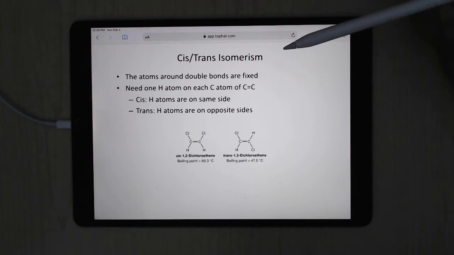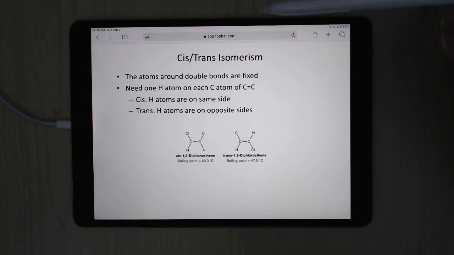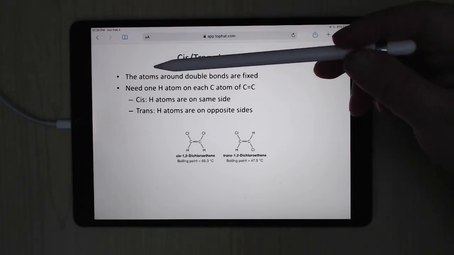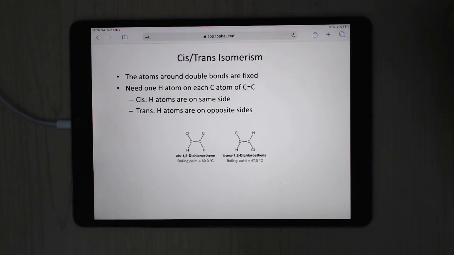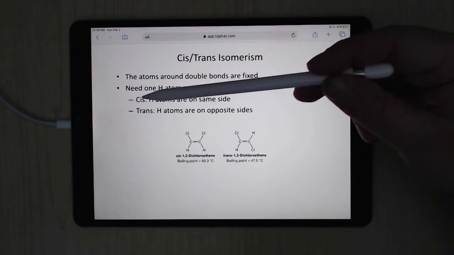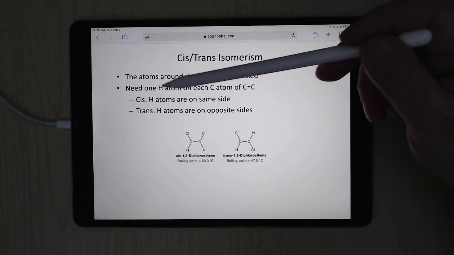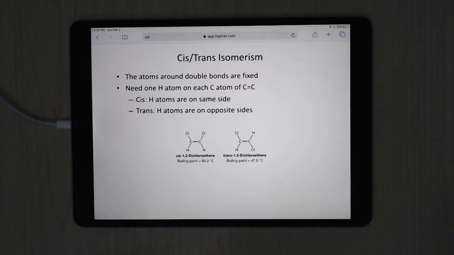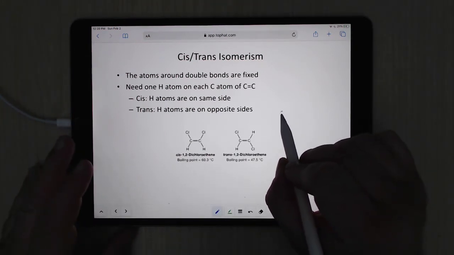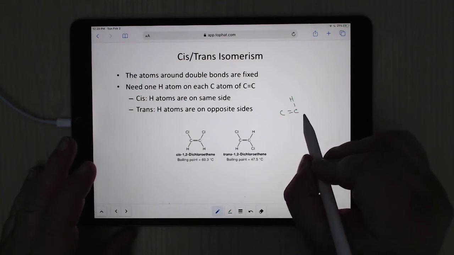And because of that, we can have what's called cis and trans isomerization. You can tell if it's cis or trans by looking at the hydrogens. In order to do this, you have to have one hydrogen on one side and one on the other. You'll hear us talk about substitution down the road, and the easiest molecule to deal with is ethylene, something like this.